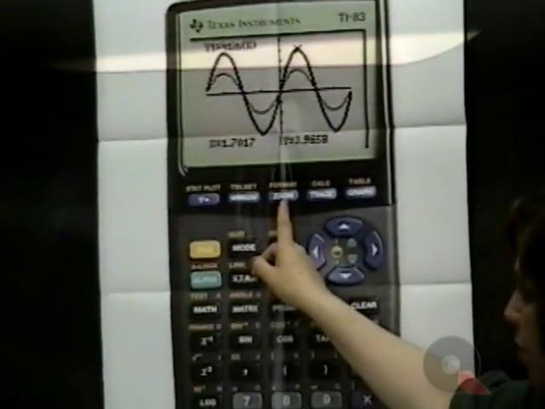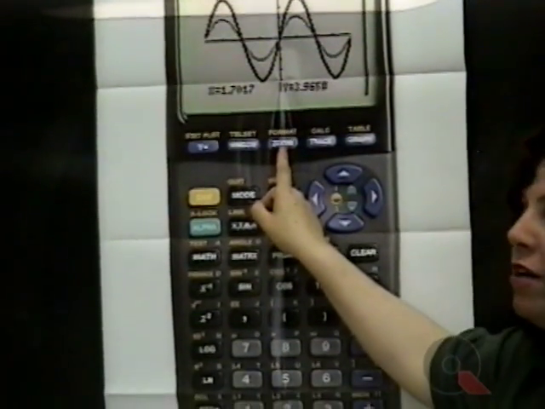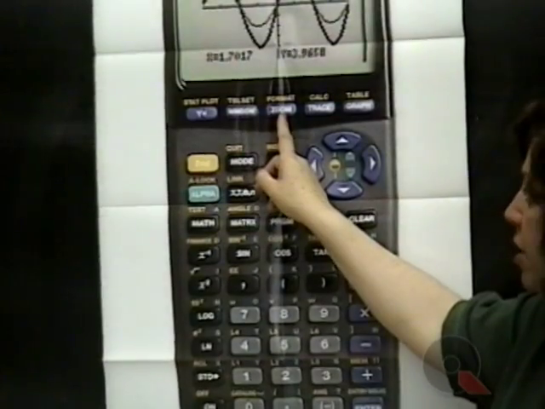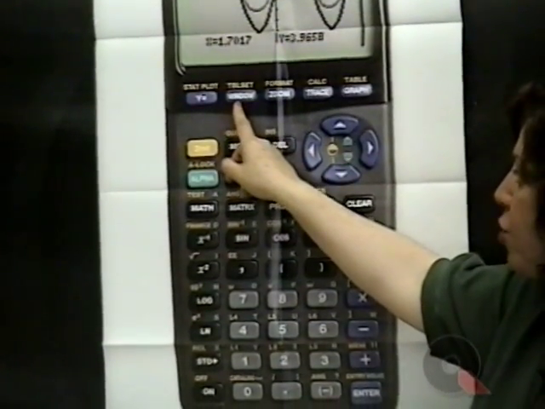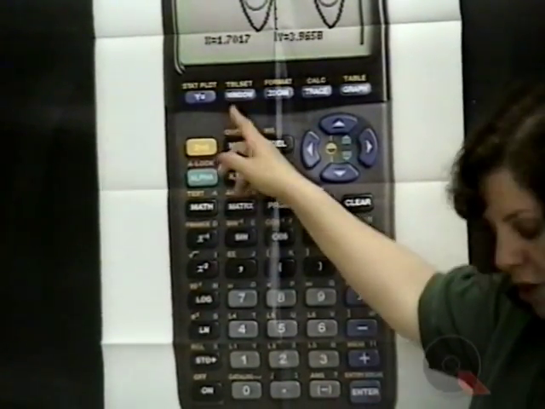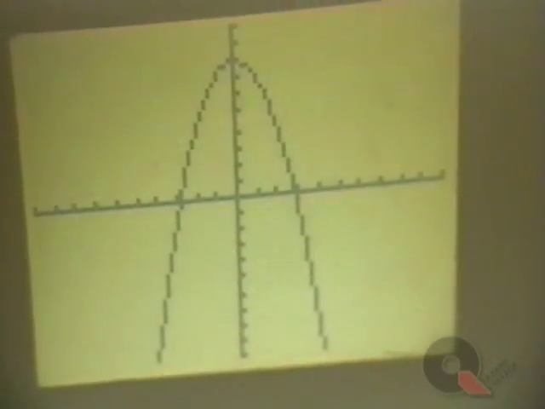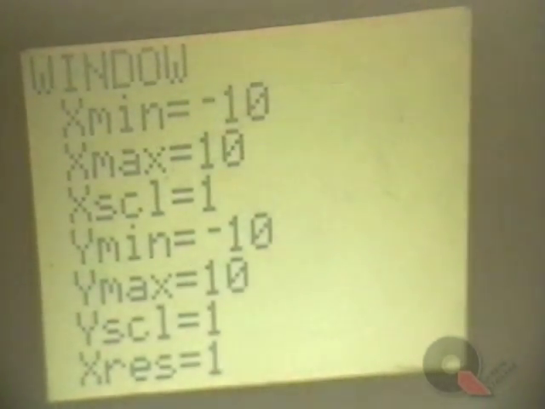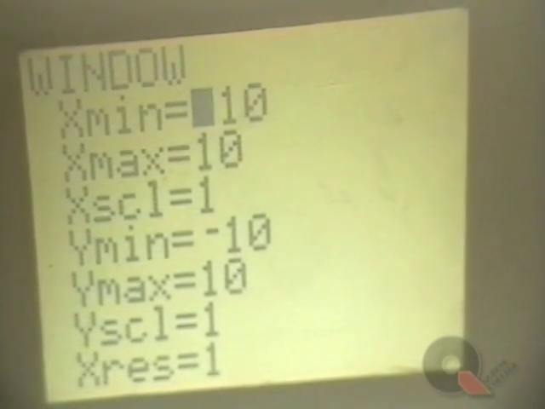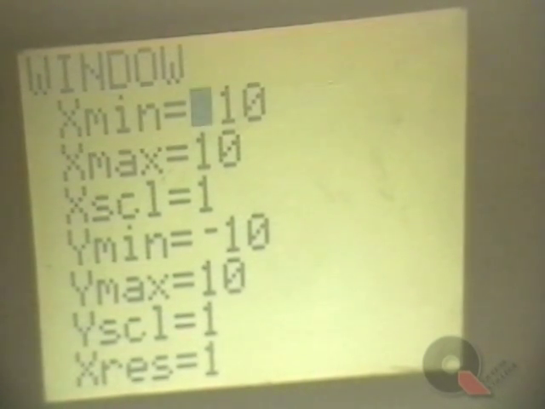Next to zoom, where I picked the window, I picked standard window, the 6th option. If I press this button, window, it will tell me the window that I'm currently in. The x values are running from minus 10 to 10 with increments of 1, and the y values are running from minus 10 to 10 in increments of 1.